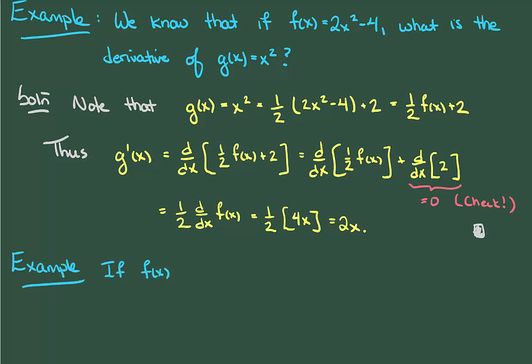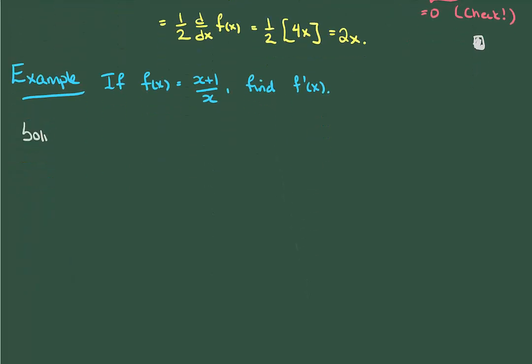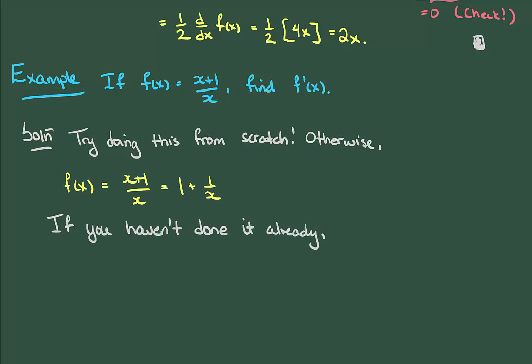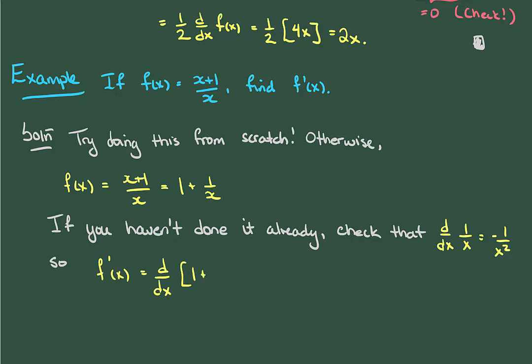As another example, let's differentiate the function x plus 1 over x. Now I recommend that you try to do this from scratch, just for the practice. But we're going to be more clever than that. Note that we can rewrite this function as 1 plus 1 over x. Again, if you haven't done it already, I recommend checking that the derivative of 1 over x is negative 1 over x squared. And since the derivative of a constant function is 0, we conclude that the derivative of x plus 1 over x is the same as that of 1 over x, namely negative 1 over x squared.